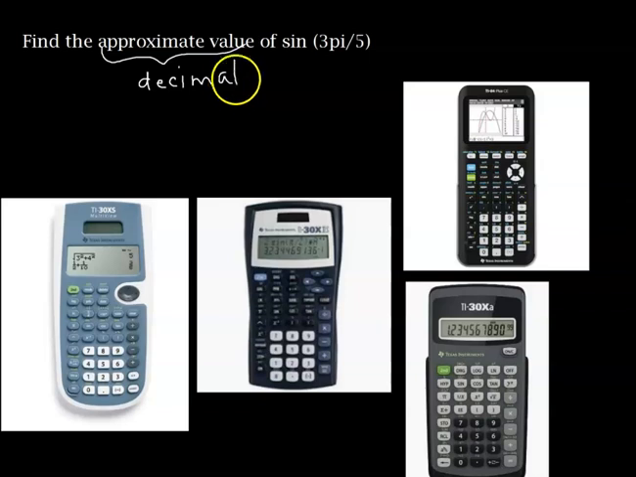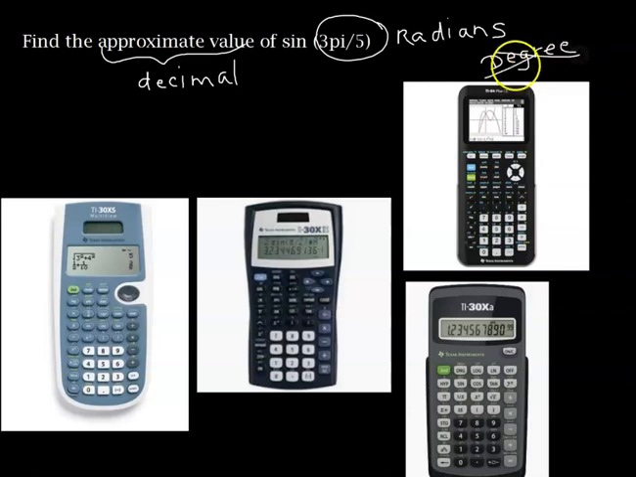Now, a couple things. This angle, 3 pi over 5, is in radians. So we're pretty much just going to plug this into the calculator, but make sure that your calculator is set to radians because the angle is in radians, not degrees.